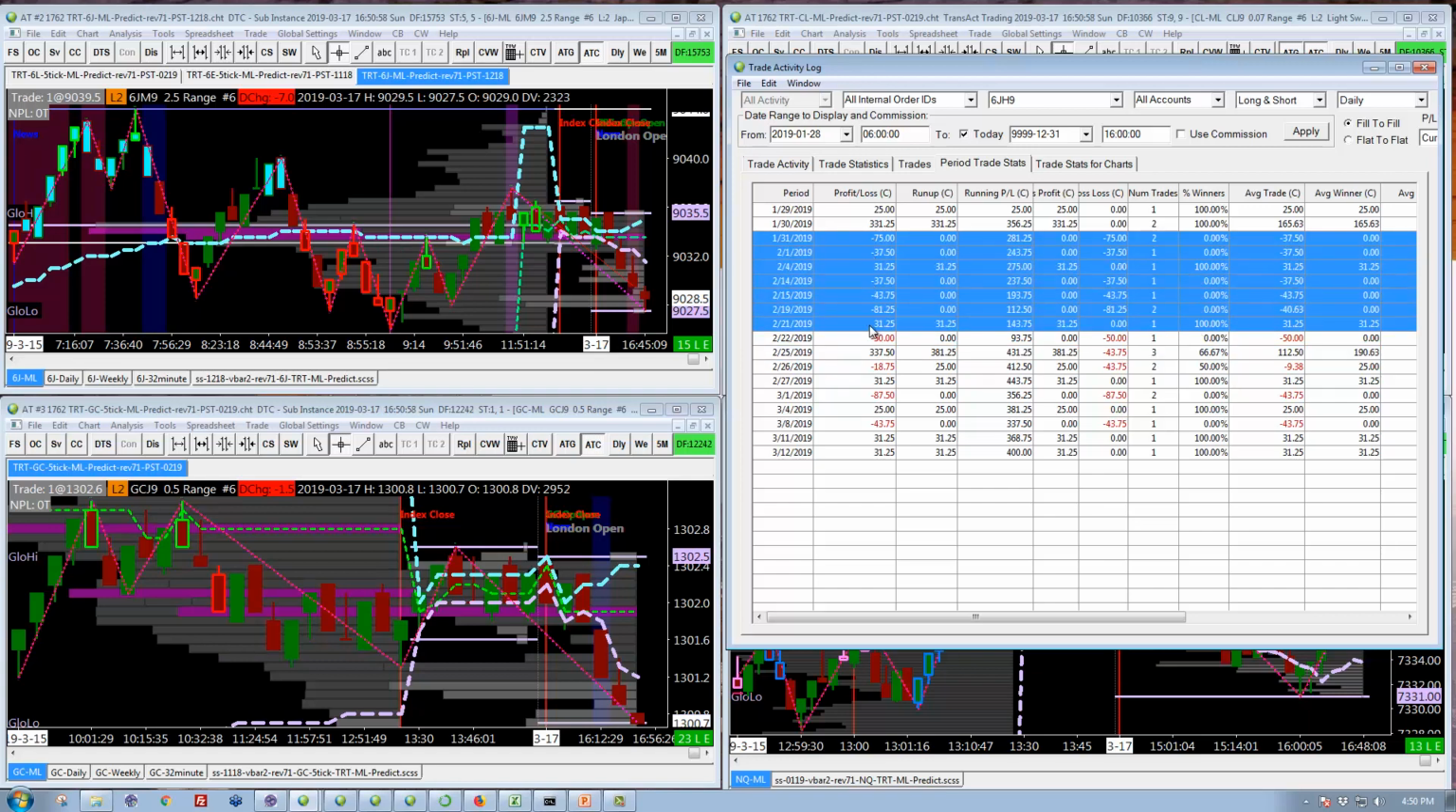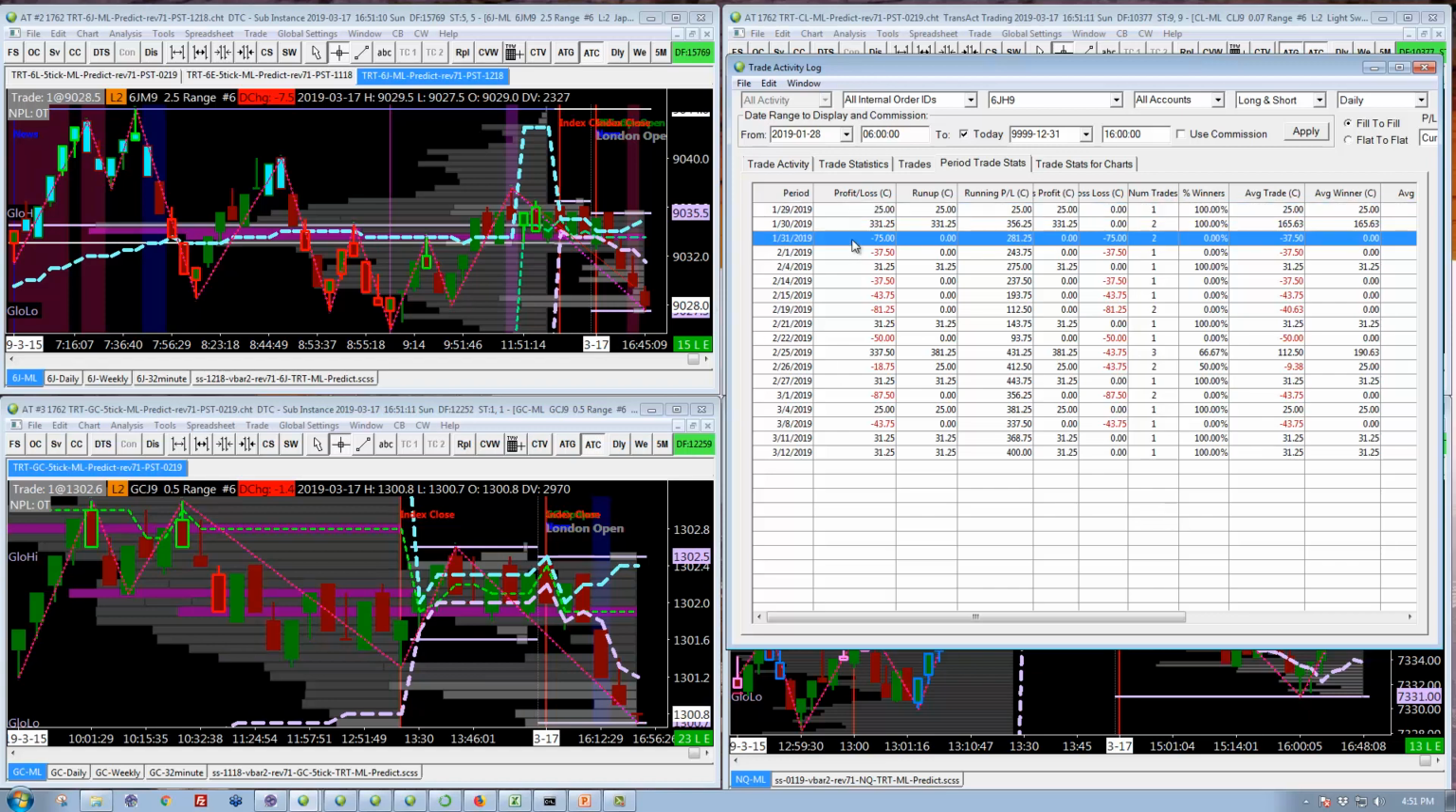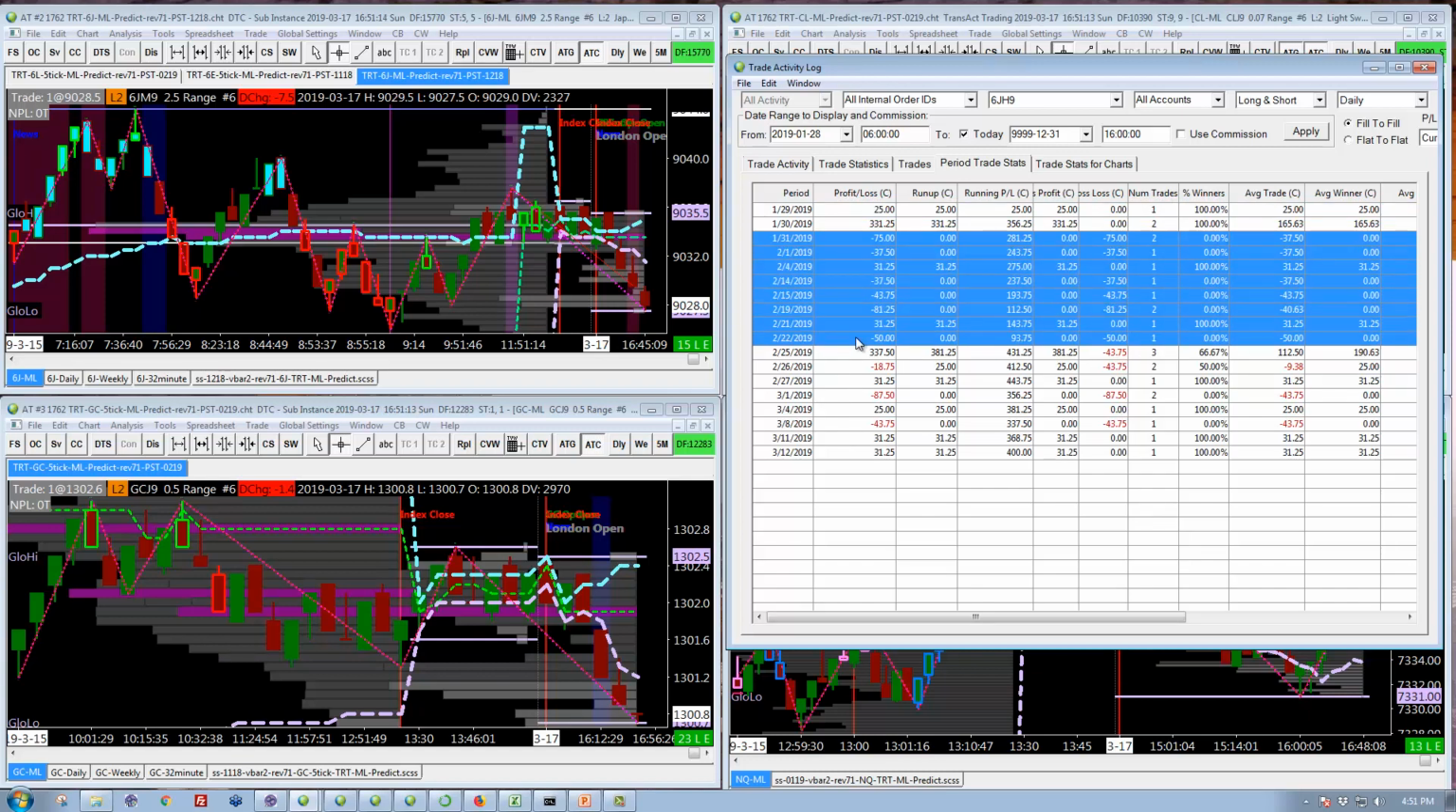Otherwise, you're just kind of getting nickel and dimed here. All right. Number of trades is reasonable, 1 or 2 a day. That looks okay to me. Again, because this looks like this is a fairly long stretch here.